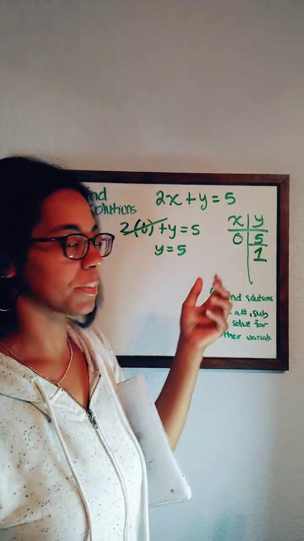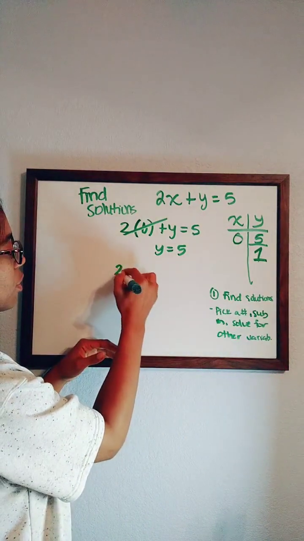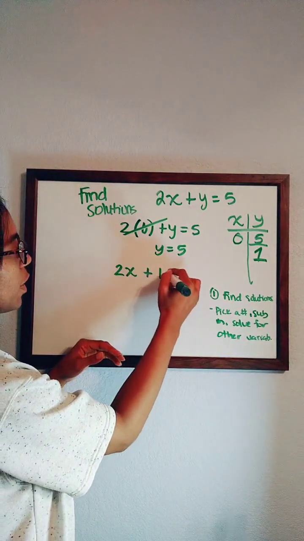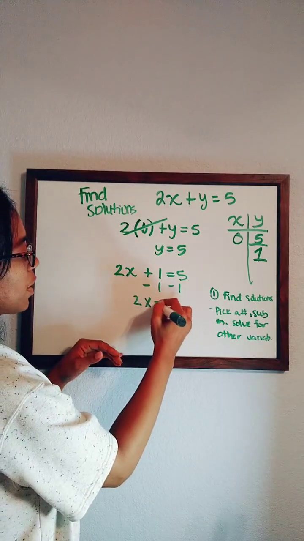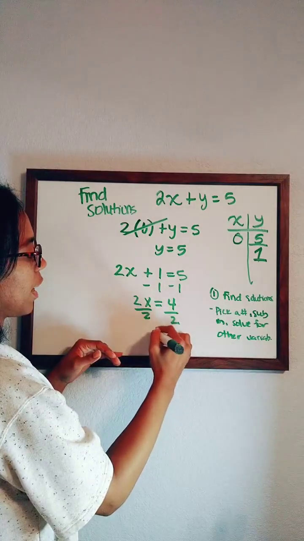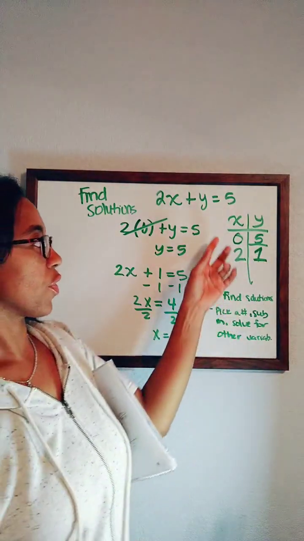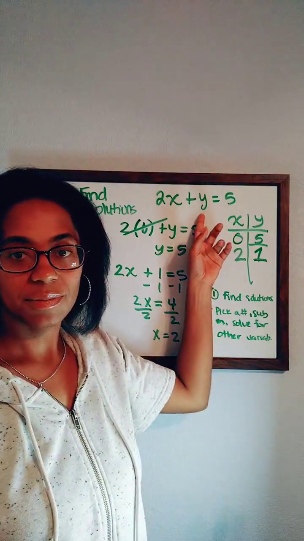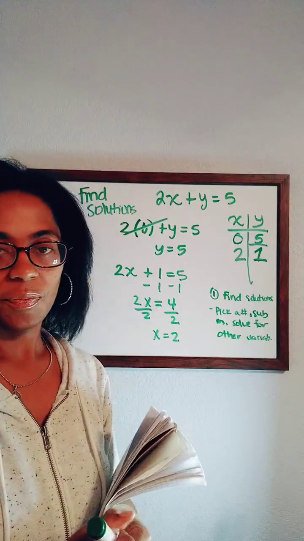Let's find another one. When I insert a 1 for y, what do I get? 2x plus 1 is equal to 5, minus 1. 2x is equal to 4. Divide by 2. X is equal to 2. So now I have 2 solutions for this equation.